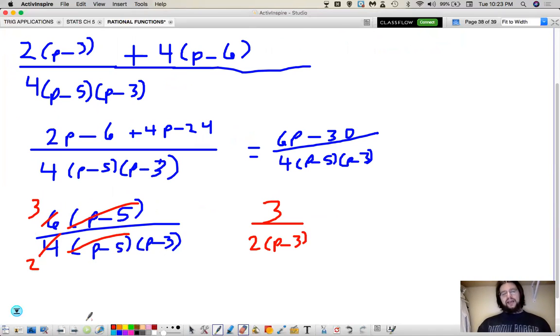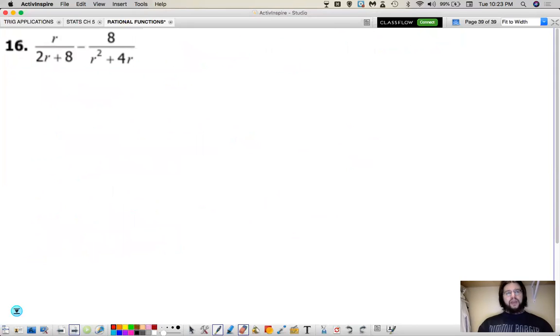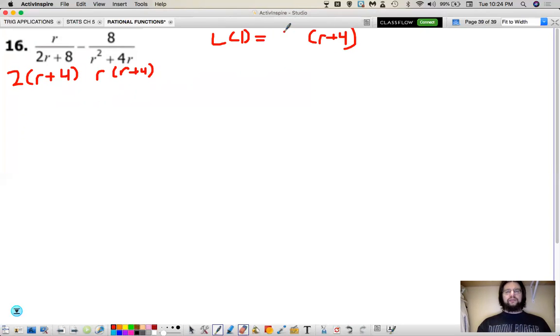All right, here we go. Last one. That's got a 4. That's got an r plus 4. Okay, not so terrible. LCD. Now, I see what it's going to be, right? I've got an r plus 4 on both of them, so they both need an r plus 4. This one needs a 2, that one needs an r.